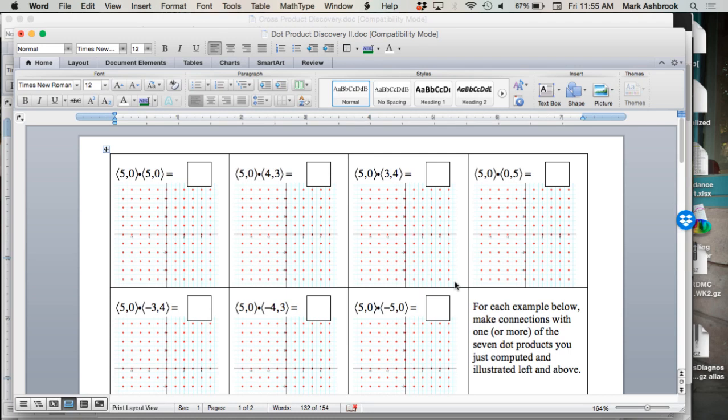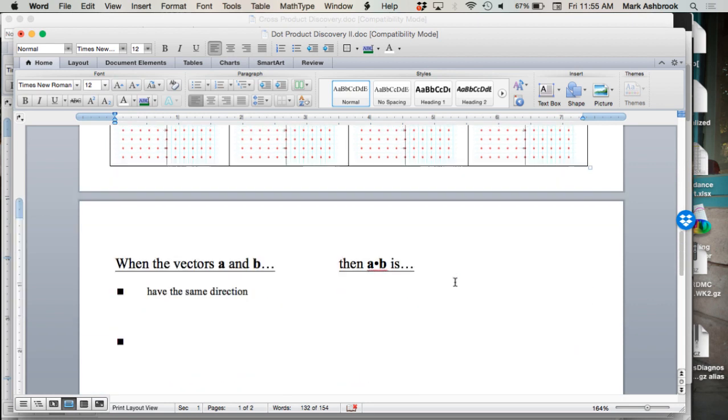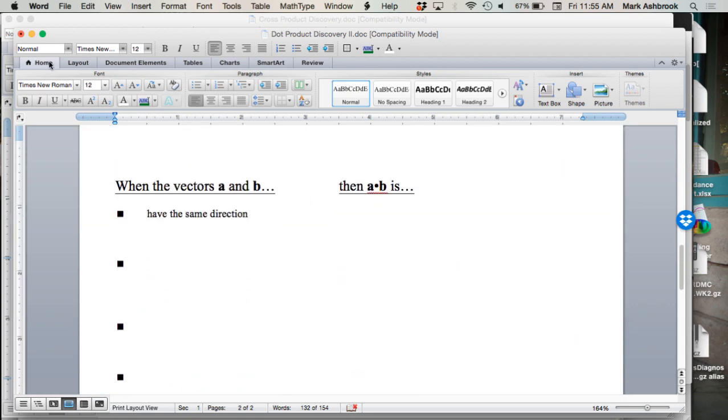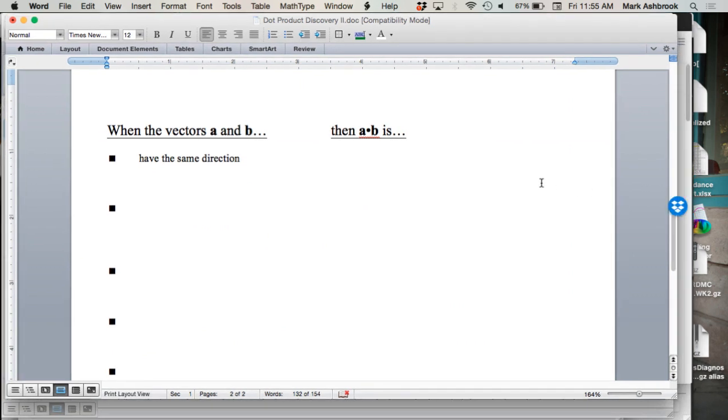Okay, so we're going to see what conclusions we made about the dot product here. So what did you find if vectors A and B have the same direction? If they have the same direction, was that something that you discovered?